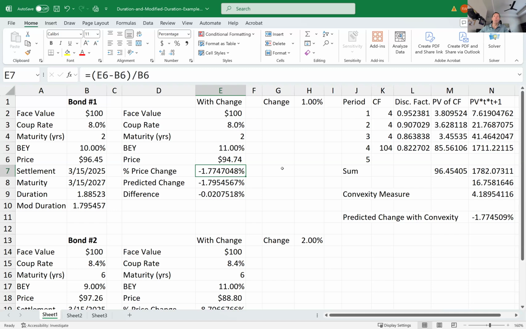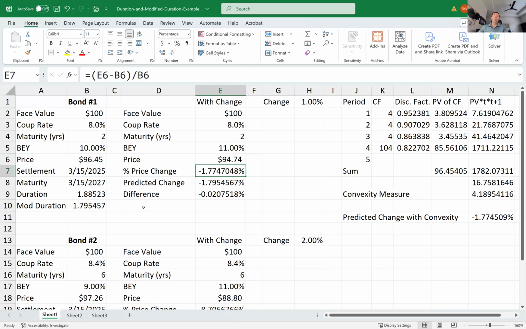Well, it went down by 1.7747%. You can go on further decimals, as you can see there, if you want to. So it went down by 1.77%. So the question is modified duration, which is a first order approximation of this price change. What did modified duration predict it would go down by? Now, actually, a 1% change in interest rates is huge. Okay. We normally have interest rate changes that are just a few basis points.